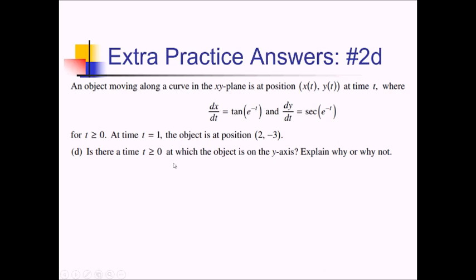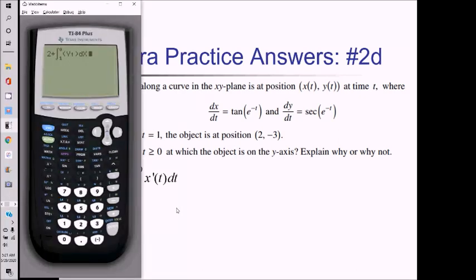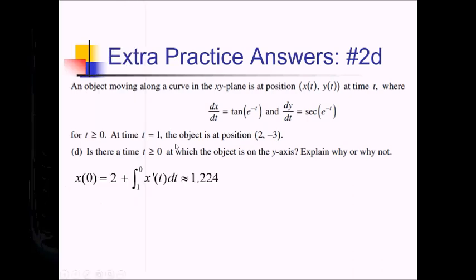So x of 0, because they didn't give us time 0, they gave us time 1 here, x of 0 is going to be my initial x value of 2 plus the integral from 1 to 0 of x prime of t dt. So let me do that on the calculator. Recall that I stored x prime as y1, so I'm doing 2 plus integral from 1 to 0 of y1, alpha trace y1, and that comes out to 1.224 and some change there. So we're starting to the right of the y-axis.